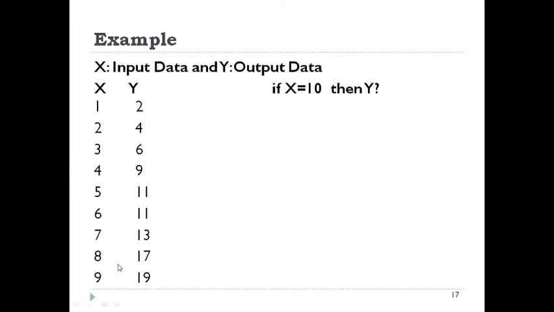And a data set will be given to you, through which you can learn the possible mapping from x to y. What is the mapping between these two variables? So this is the data set which is given, and the question asked is, if the value of x is 10, then what will be the value of y?